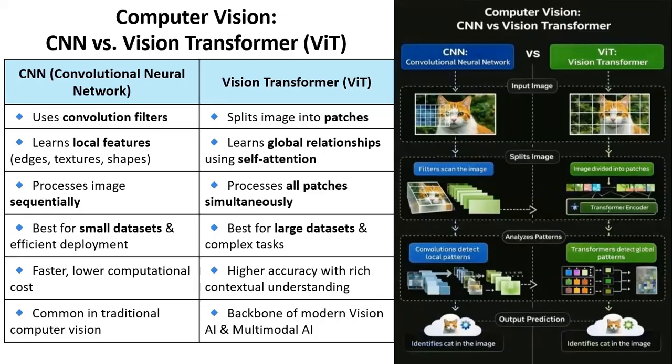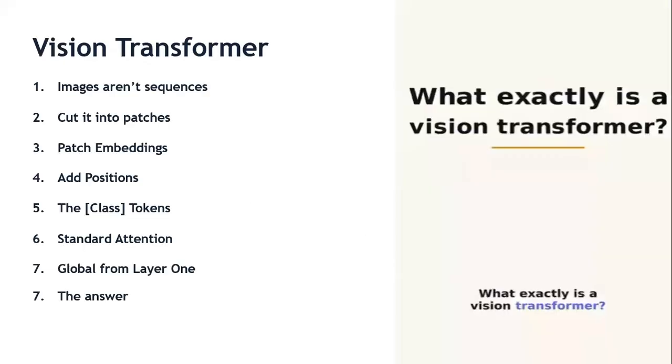How is it possible? Let's see in the further slides, but this is the basic difference. Before that, these are some differences between CNN, a convolutional neural network made for image processing, and the vision transformer. CNN uses filters, called convolution filters, whereas the vision transformer uses patches. What are filters and patches? We'll see.